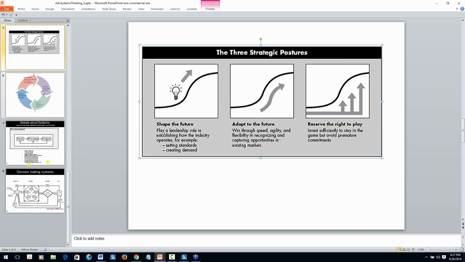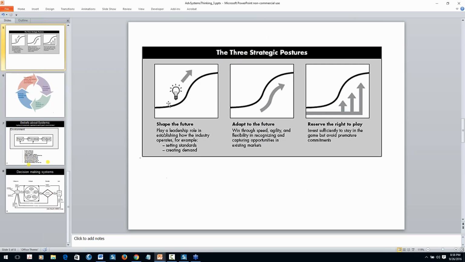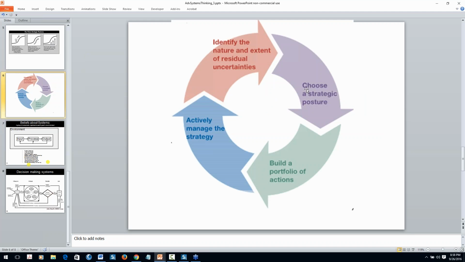So taken collectively then, the Harvard Business School approach essentially is saying, identify the nature and extent of residual uncertainties. Figure out how uncertain that market is in the time frame that you're interested in. And then decide on a strategic posture, such as, do I want to try to be the first mover? Do I want to be engaged but adaptive? Or do I want to play a wait and see and just have enough in there so that I have the right to play? That's what I mean by strategic posture.